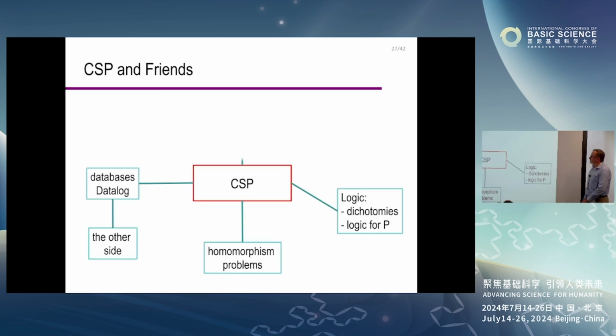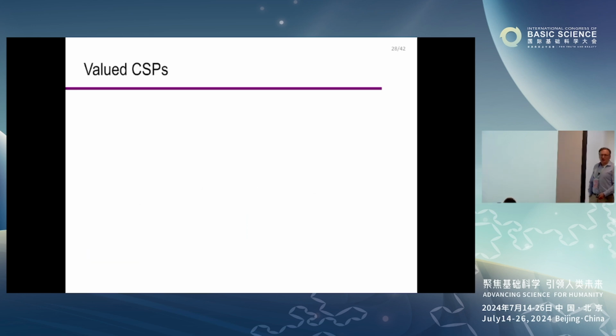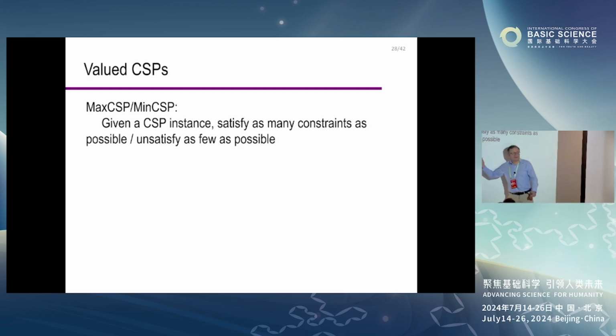Okay. Another one is the valued CSPs, which basically the question is, well, can we optimize something here? So far we are talking about, does it have a solution or not? Can we optimize? Of course we can. So for instance, we are given a bunch of constraints. We may want to satisfy as many as possible or unsatisfy as few as possible. Well, it's not the same if you want to approximate, right? Well, in that case, the problems are known as max CSP and min CSP.